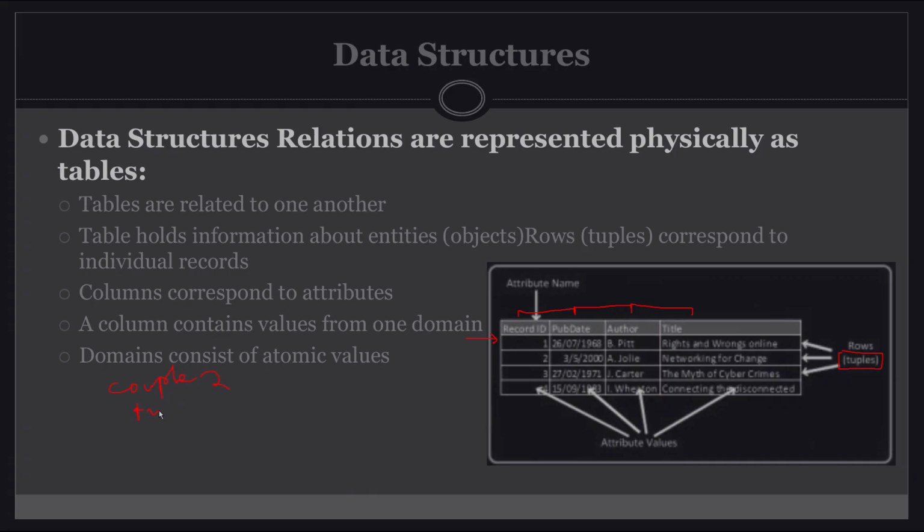Triple is a group of three. A tuple means any number n of ordered elements, like, yeah, an ordered tuple. Okay, so this is an ordered four-tuple or quadruple, where the first part is the record ID, the second part is the publication date, the third part is the author, and the fourth part is the title of the publication.